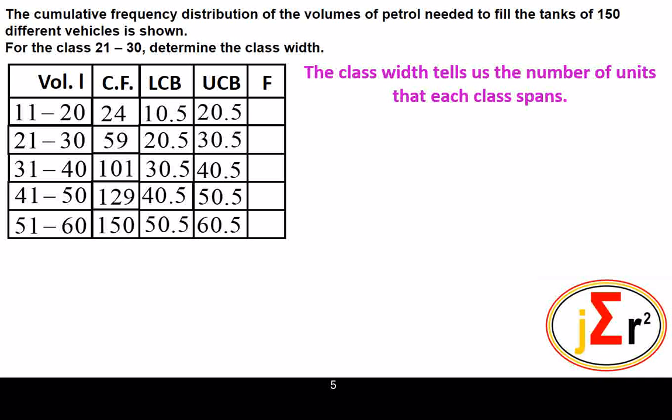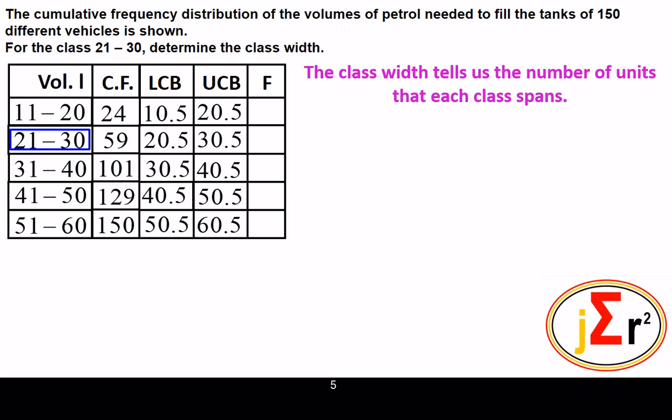The width of the class tells us the number of units that each class spans. So we'll know the span of the class from the beginning to the end of the class. That will be the width of the class, and that will be given in terms of the number of units.